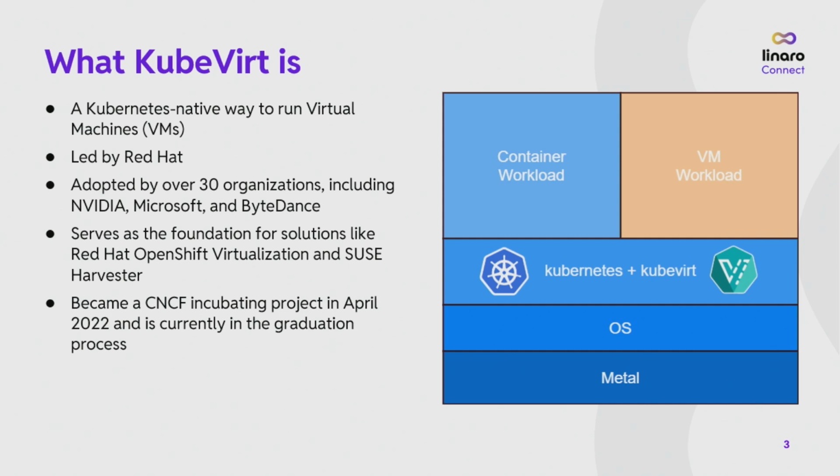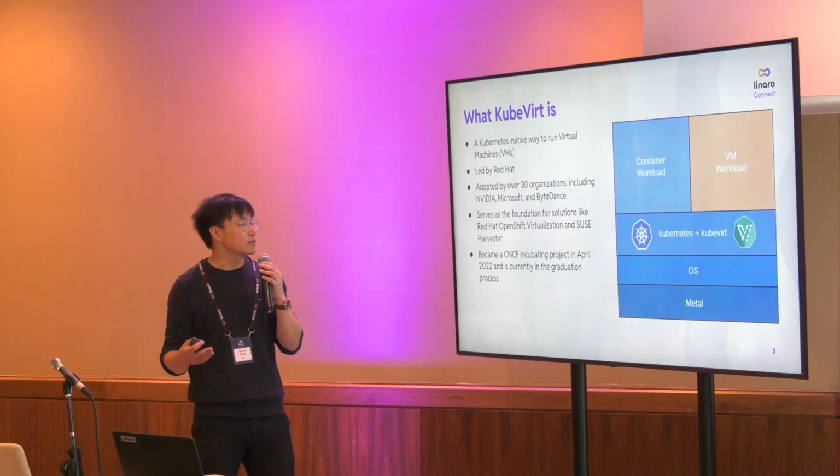So what is KubeVirt? You may know about Kubernetes. Kubernetes is an open source container orchestration system used for automatic deployment, scaling, and management of containerized workloads. But in a company, they may have both containerized workloads as well as virtual machine workloads. So KubeVirt provides a Kubernetes-native way to run virtual machines over Kubernetes.